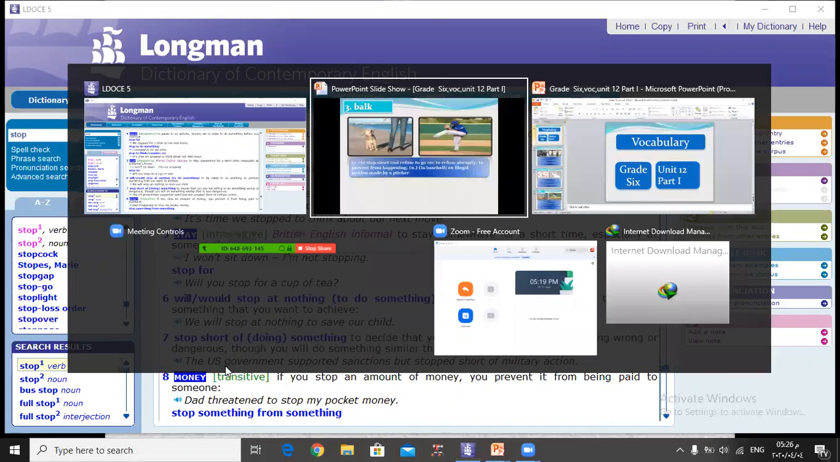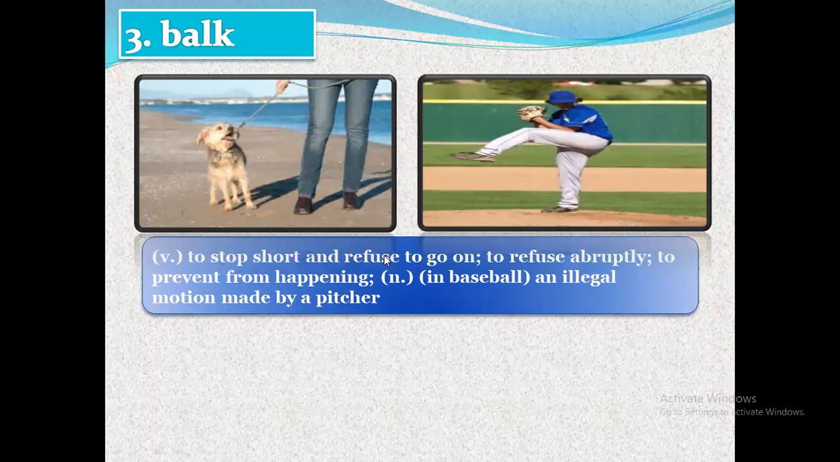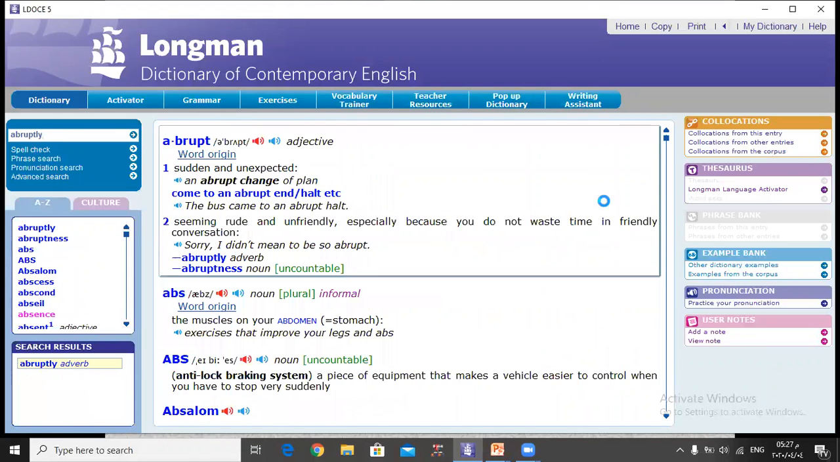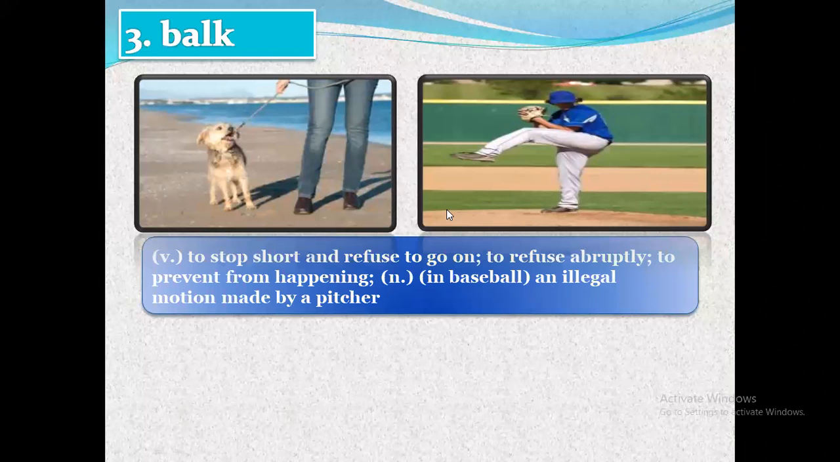Okay. So to stop short and refuse, not to accept, to refuse to go on, to refuse abruptly. So the word abrupt means sudden or unexpected, or seeming rude in an unfriendly way. So like totally refuse or disagree to do something. It can also mean to prevent someone from doing something or something from happening. This is called also goal as verb.